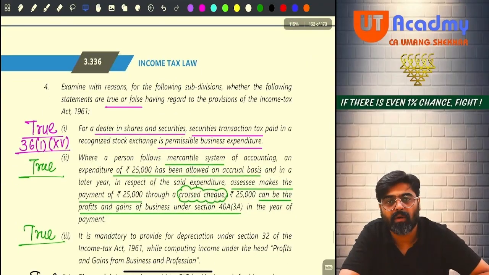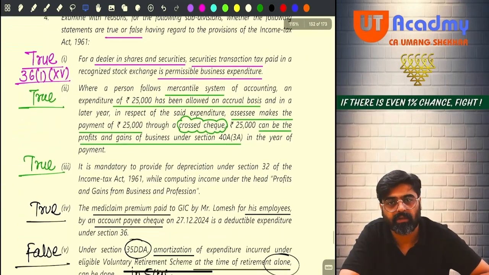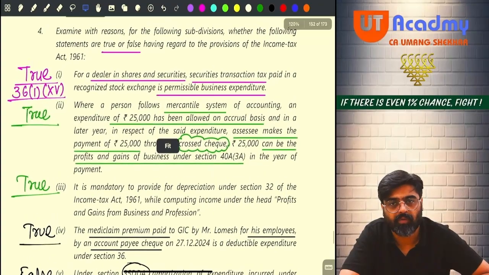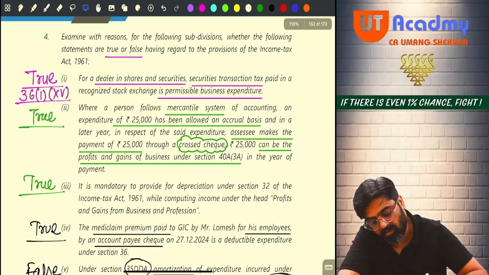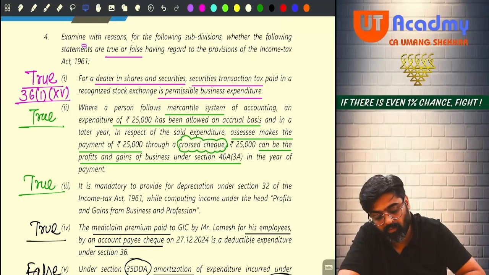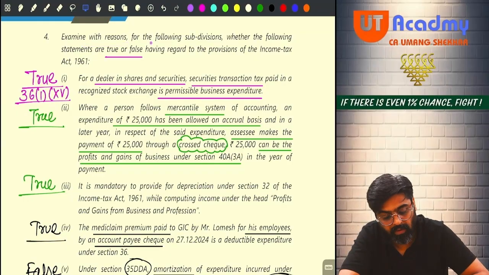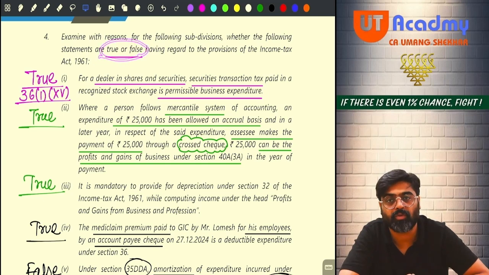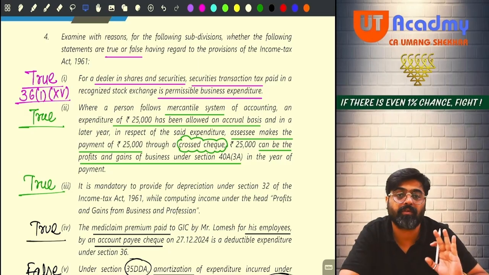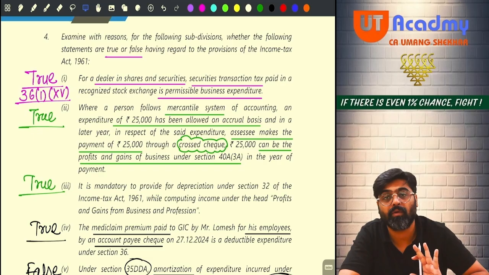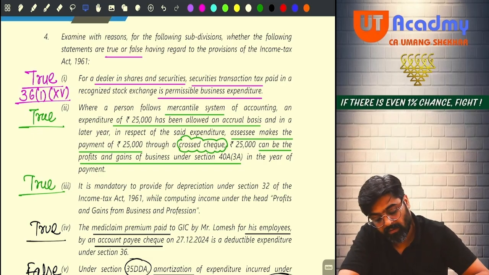Okay. Now coming to the next question. Question number 4. In question number 4, you are supposed to examine with reasons for the following subdivisions whether the following statements are true or false. You are supposed to say that the statement given is true. Then what is the reason for that? If the statement given is false, what is the reason for that? So one by one, please check.